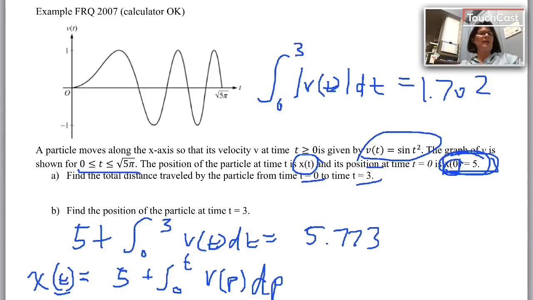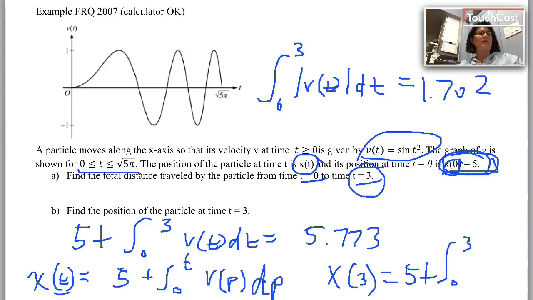But what do you want? You want x of 3, the position at time 3. You would be able to take this x of t function you wrote and simply replace t with 3. X of 3 equals 5 plus the integral from 0 to 3 of v of t dt. And you get the same answer, 5.773.